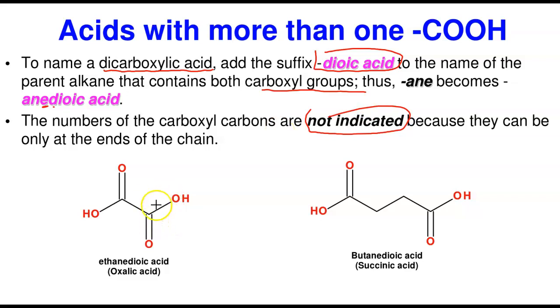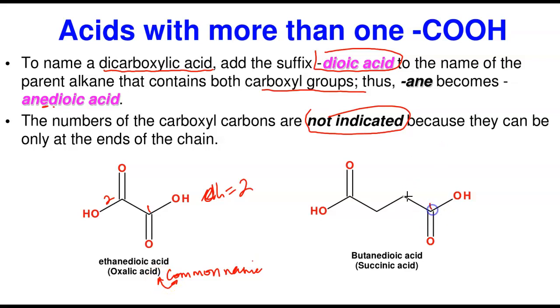This one, this is carbon 1, 2. So this will be ethane. Remember, eth means 2. So this is ethane dioic acid. And the common name is oxalic acid. That's the common name.